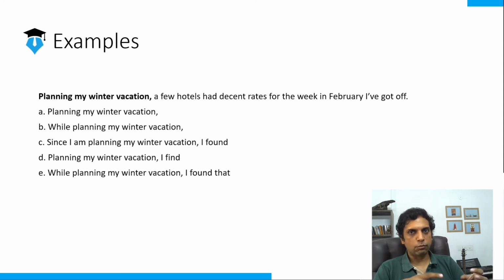You can't move the modifier to another part of the sentence because only the modifier is in bold. So therefore you can't put I after the modifier, or can you? There are options there. Let's see. So A is the same. It leaves the modifier next to the hotels, which is wrong. B says, while planning my winter vacation, a few hotels had, stop reading here, it's the same problem. The hotels are not planning my winter vacation.